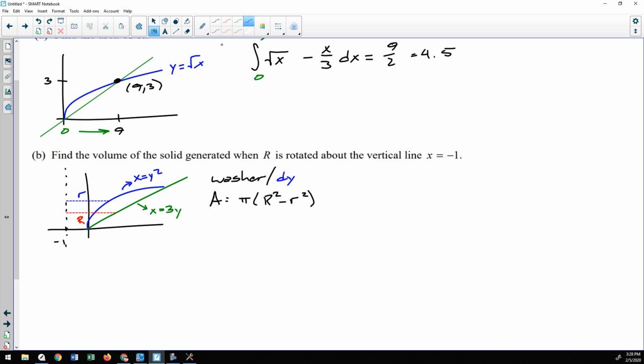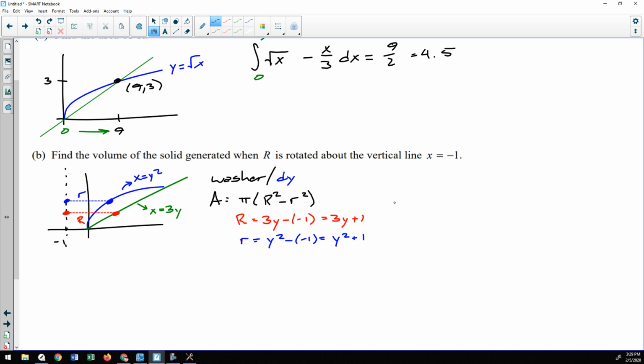In this case, my big radius, when I measure that, is going to be from right point to left point. So the right point is on the line x equals 3y. My left point is on the line x equals -1, so I do right minus left. Big radius is 3y plus 1. Little radius, again, I'm going to do right minus left. My right point of the little radius is on the curve x equals y squared. My left point is on the vertical line, -1. So when I do right minus left, I get y squared plus 1.